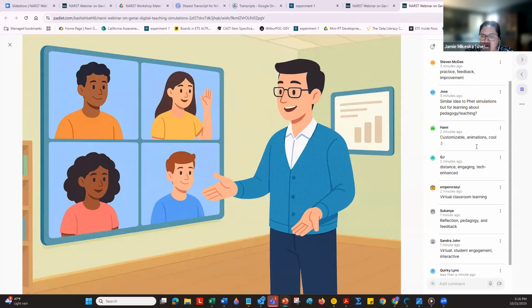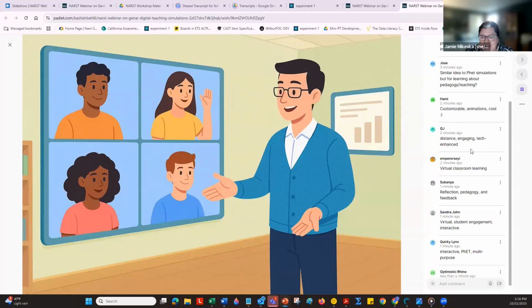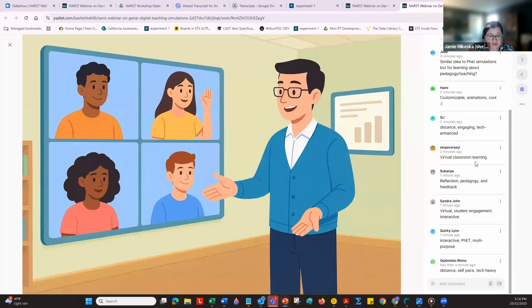Customizable, animations, and cool. Distance, engage, and tech enhance. We have some about virtual classroom learning. Reflection, pedagogy, and feedback. So those terms feedback and pedagogy are coming up a few times. The word virtual, student engagement, and interactive.